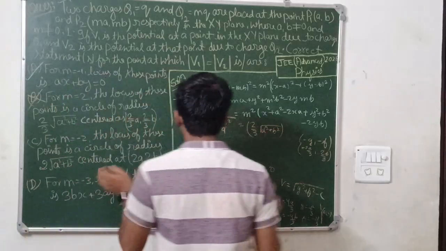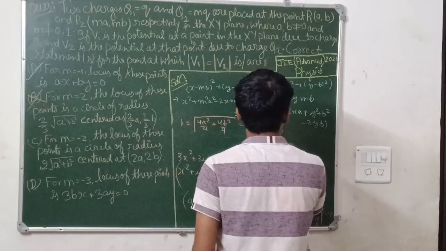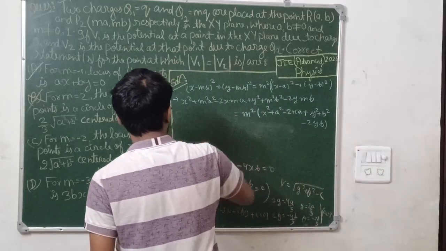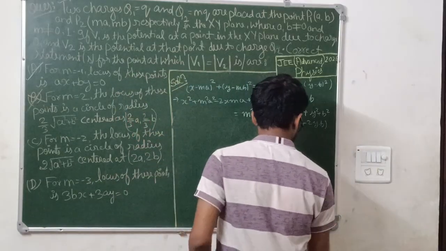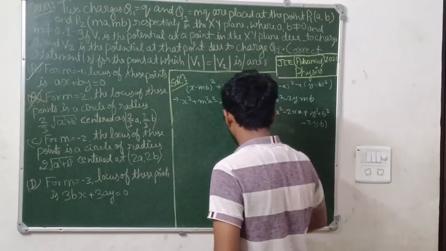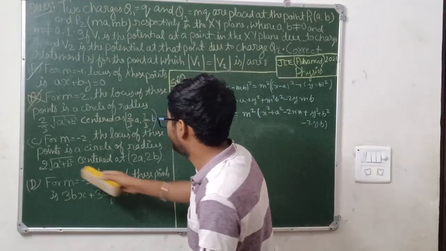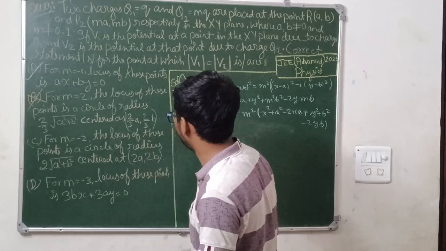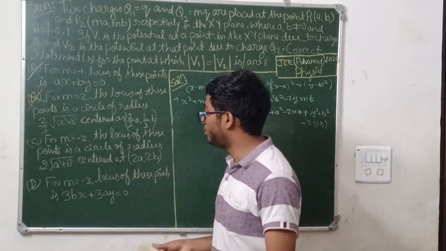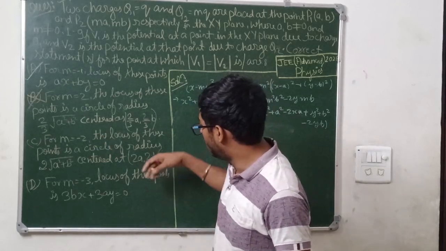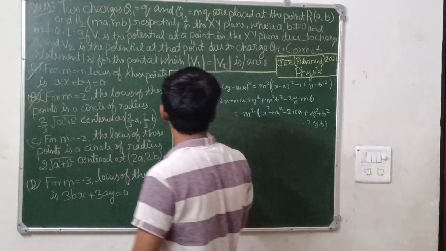Clear? Now let us move on to the next part, which is for radius. Now the radius here is what? Radius is 2 under root a square plus b square and center is 2a comma 2b, and for m is equal to minus 2. Let us do this part.